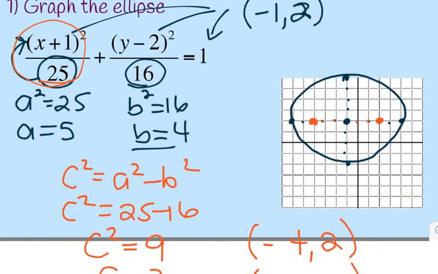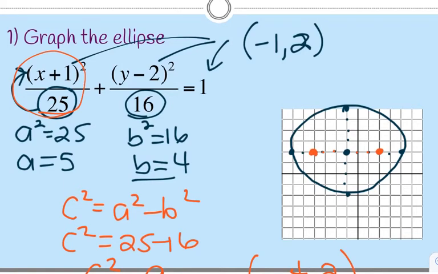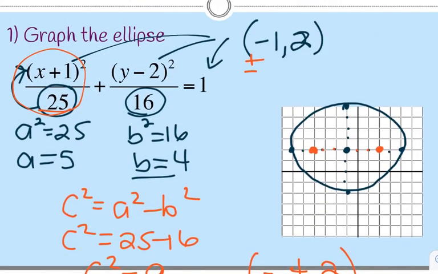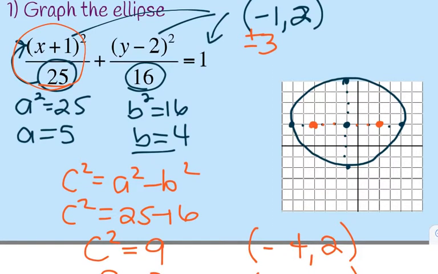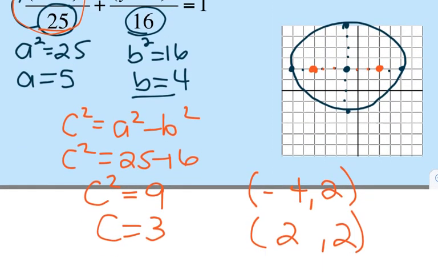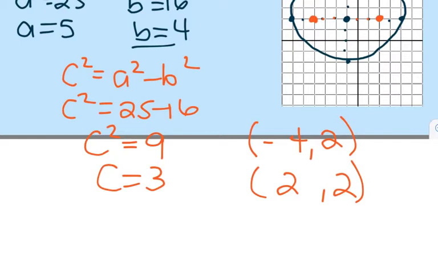So I would also get that from, you're changing the x, so you're adding and subtracting the 3, that's the c from here. So -1 minus 3 is -4, and -1 plus 3 is +2.